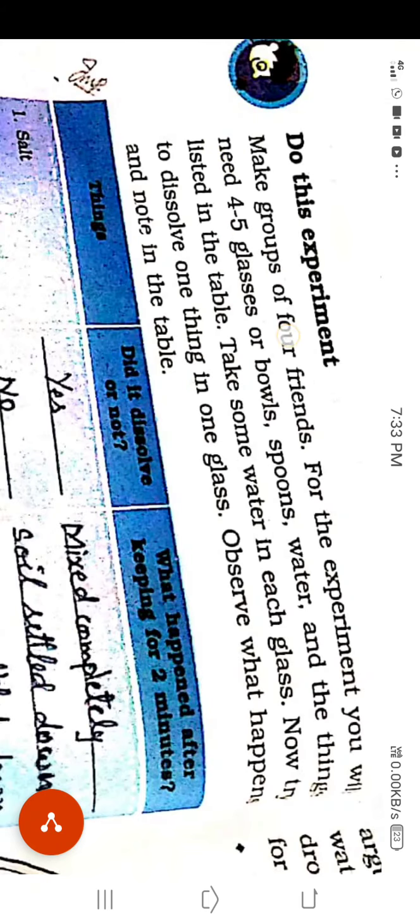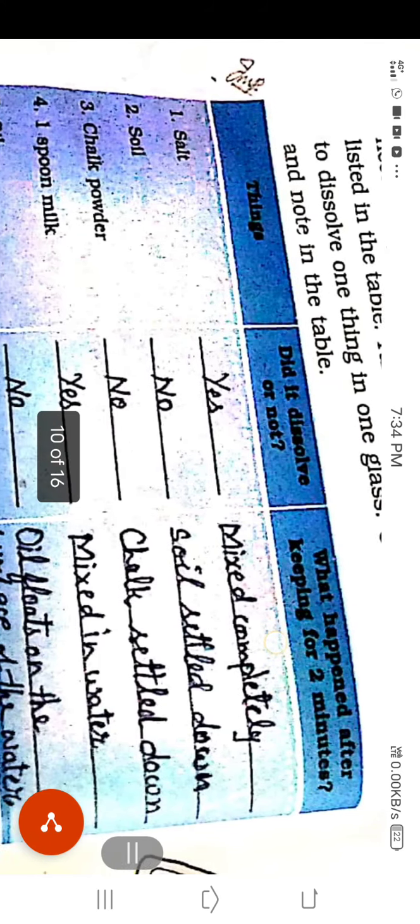Now do this experiment. Make a group of 4 friends. For the experiment, you will need 4 to 5 glasses or bowls, spoons, water, and the things listed in the table. Take some water in each glass. Now try to dissolve one thing in one glass. Observe what happened and note it in the table.